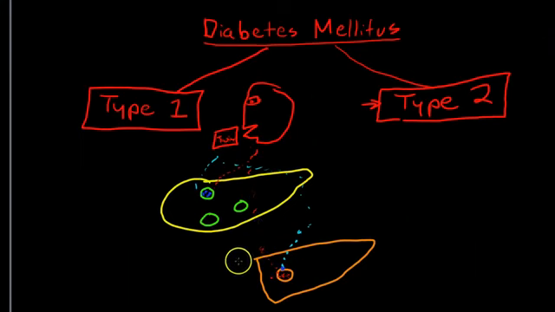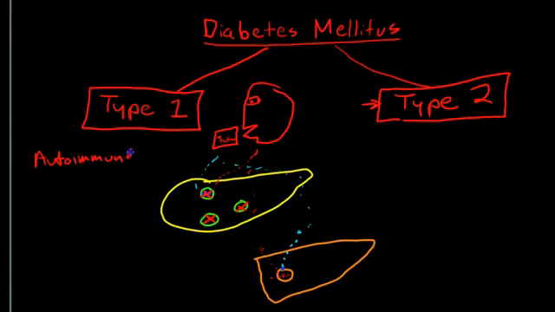Okay, so what goes wrong with that picture? Well, with type 1 diabetes, something happens that causes destruction of the beta cells inside the islets of Langerhans. Why does this happen? Well, it seems to be an autoimmune response that progresses fairly quickly.